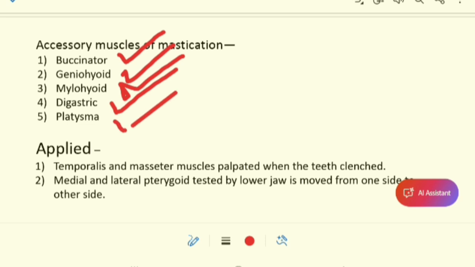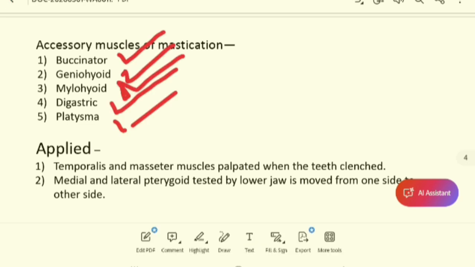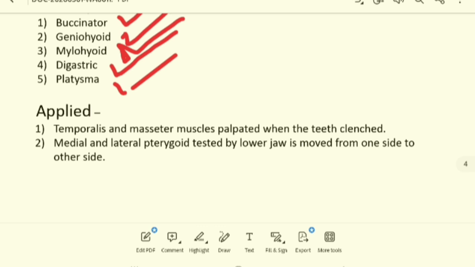So now coming to the applied aspects. The temporalis and masseter muscles can be palpated when you clench your teeth. Second one is that the medial and the lateral pterygoid muscles are tested if you move your lower jaw from one side to the other.